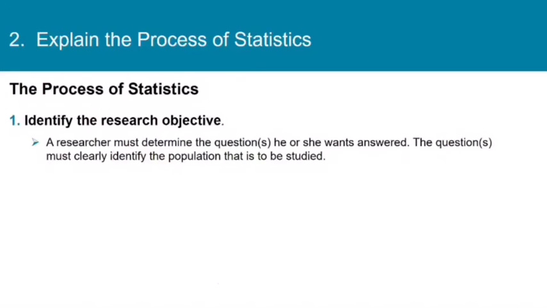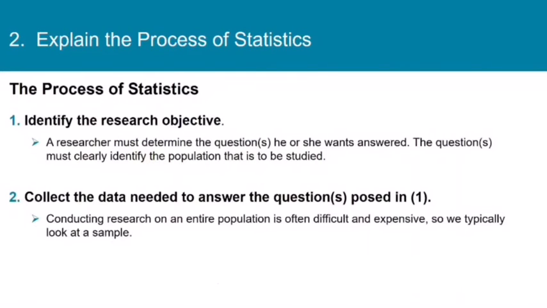Okay, now let's talk about the process of statistics. And this is kind of the general process that a researcher will go through when they're trying to draw some conclusion about a population based on a sample. So first of all, we have to identify the research objective. In other words, a researcher must determine the question that he or she wants answered, and the question must clearly identify the population that is to be studied. After you identify the research objective, then you need to collect the data needed to answer the question.